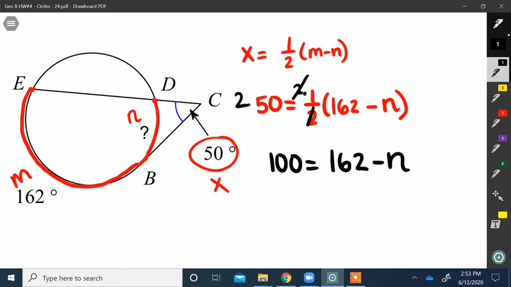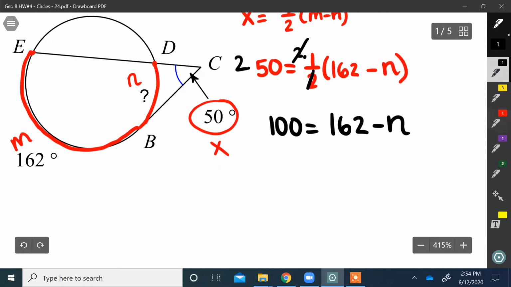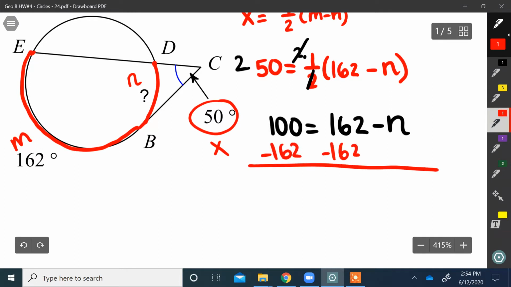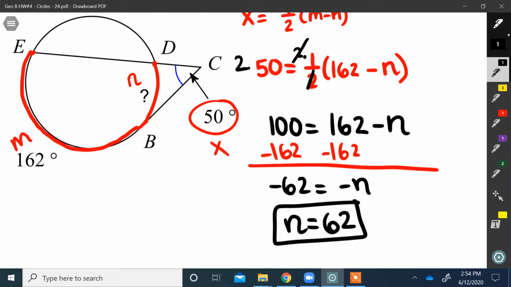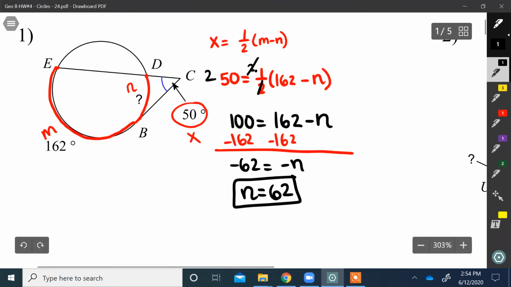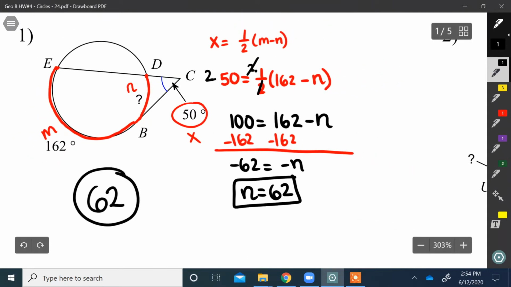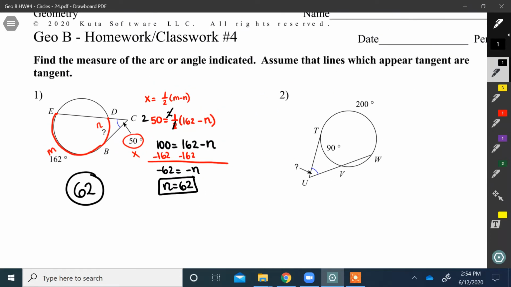Okay? We're going to subtract now. Let me pull out my calculator. Well, on this one it's pretty easy. I subtract 162 on both sides, and I get negative 62 is equal to negative n. That means that n is equal to positive 62. Okay? So as you can see in this problem, n, or the question mark, is 62. So the answer for number 1 should equal 62.